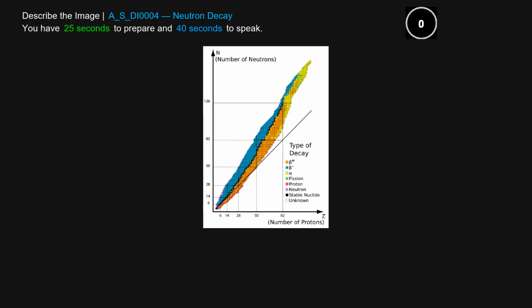Furthermore, in the picture, I can observe different colors that are black, white, and blue. From the picture, it seems to show the type of decay and the number of protons in the picture. In conclusion, the image was very informative and knowledgeable.